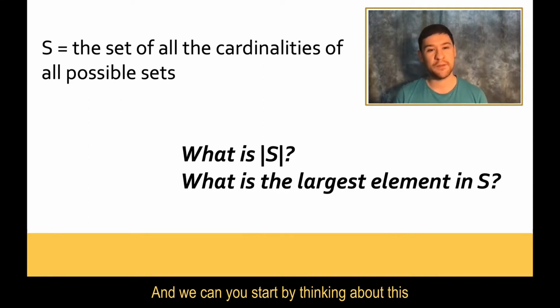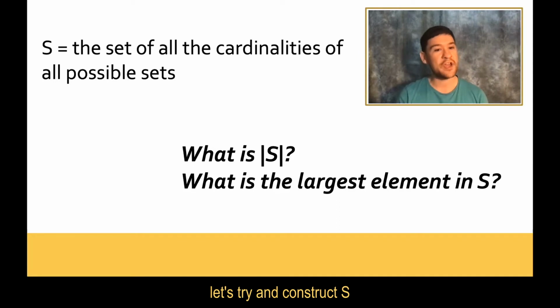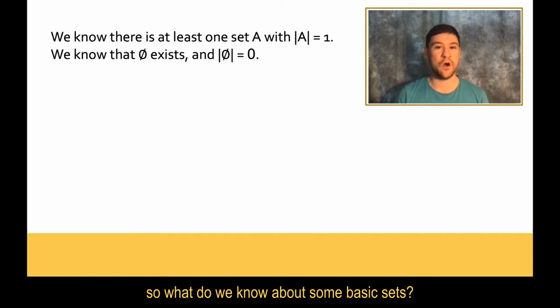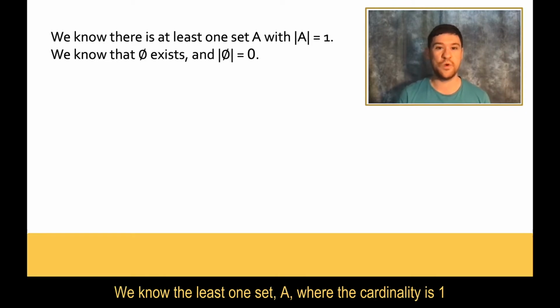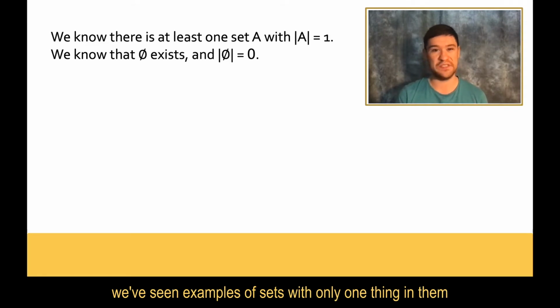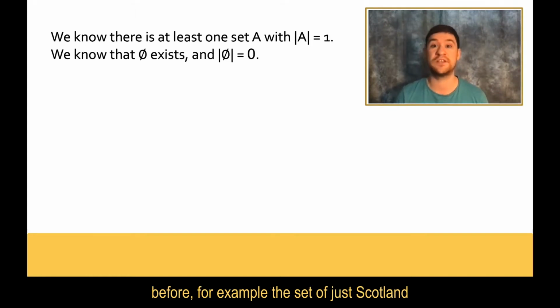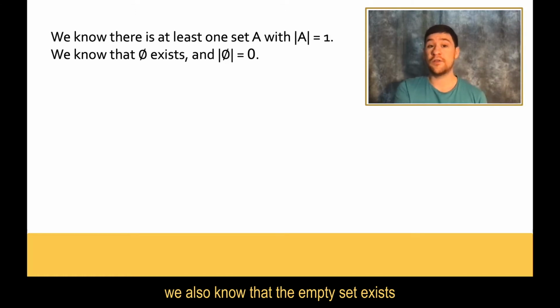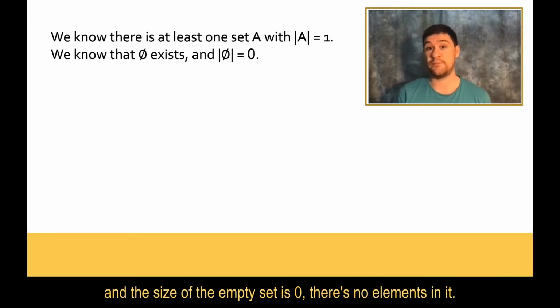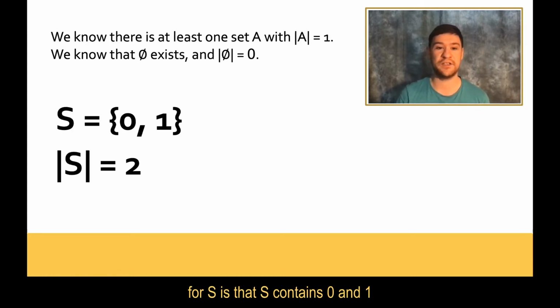Now we can start by thinking about this, and we're going to think a bit deeper. Let's try and construct S. So what do we know about some basic sets? Well, we know there's at least one set, A, where the cardinality is 1. We've seen examples of sets with only one thing in them before, for example, the set of just Scotland. We also know that the empty set exists, and the size of the empty set is 0. There's no elements in it. So our very first guess for S is that S contains 0 and 1.